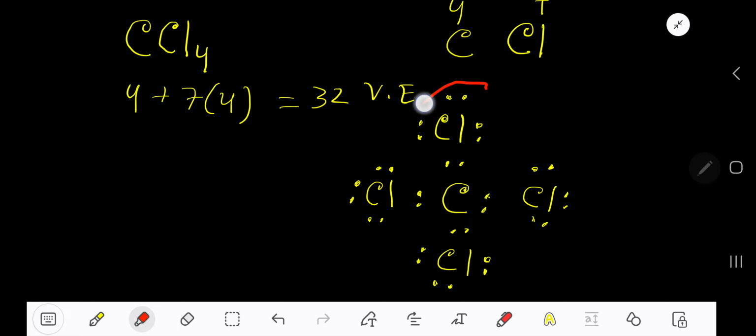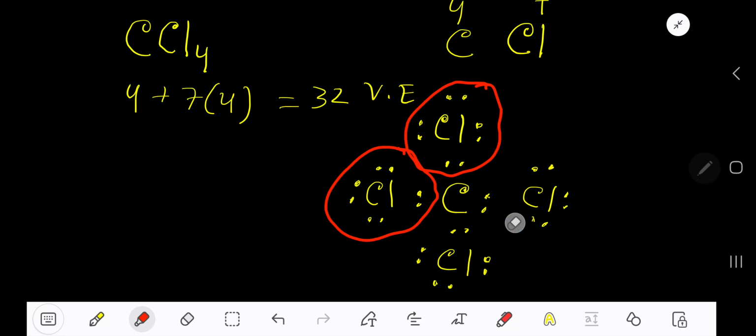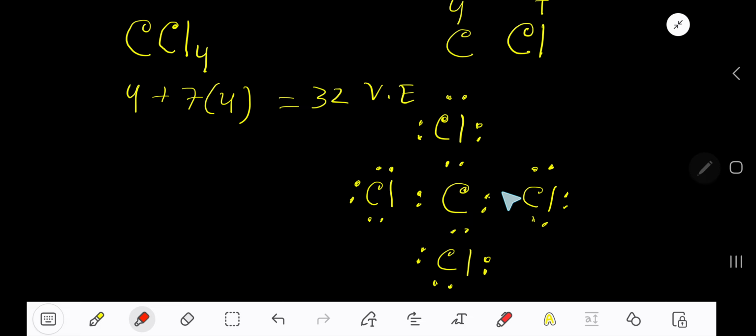Now check for octet. Octet, octet, octet, octet. At last, check for the central atom. Octet.